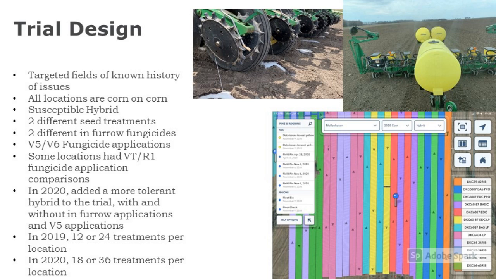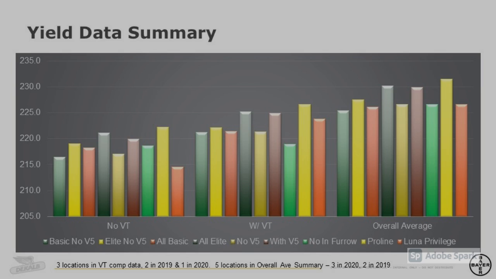A couple pictures here. The top center there is the delivery system for the fungicide in-furrow, which is coming from FurrowJet. Top right is the picture of the planter that was used in all of these trials, and then there's a screenshot of an as-planted map. All locations in this trial were corn on corn. I'll also call out that I did have a couple other locations in both years that I lost due to water damage. Now let's take a peek at some of the yield data here from these trials.